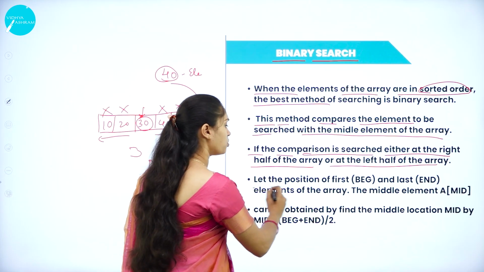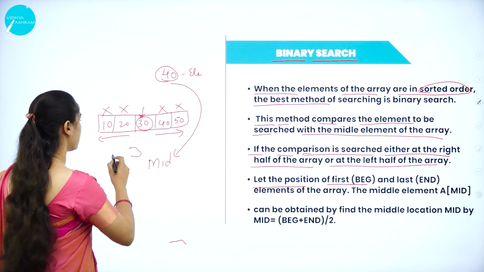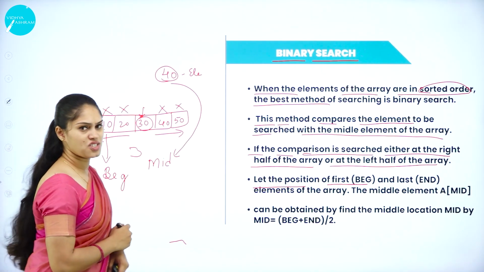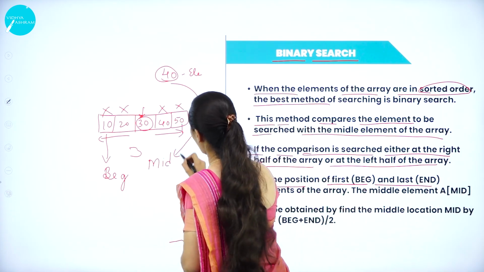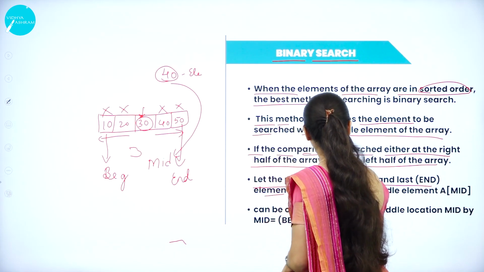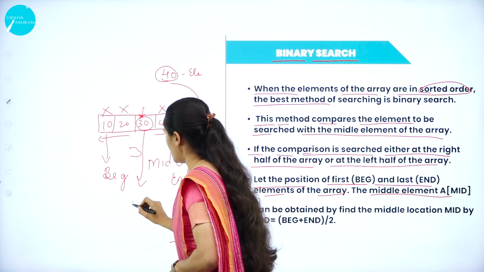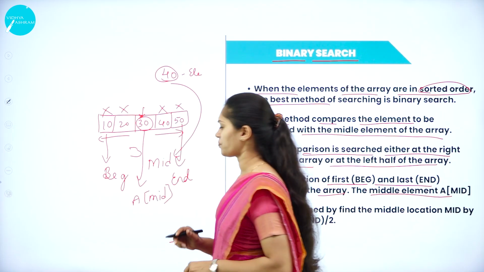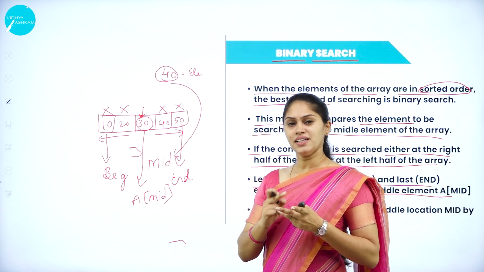Here, let the position of the first element, since we have 5 elements, be the beginning, BEG, and the last element be the end element of the array, and the middle element be A of mid. So the element at the middle will be A of mid. So understand 3 terminologies: beginning, end and mid.